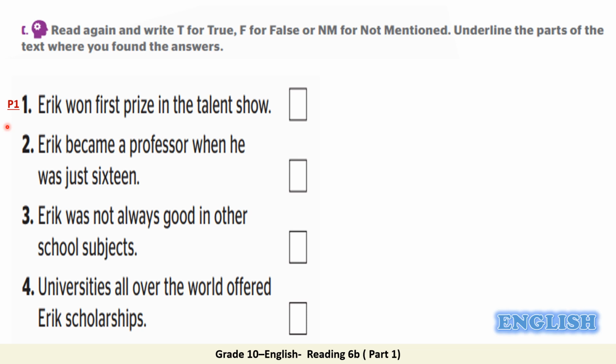And the answer is, it is not mentioned. Well done, everyone. Let's move on to the second point. Eric became a professor when he was just 16. Pause and try to find your answer in paragraph 1 as well. Pause and find it. The answer is false. How come?